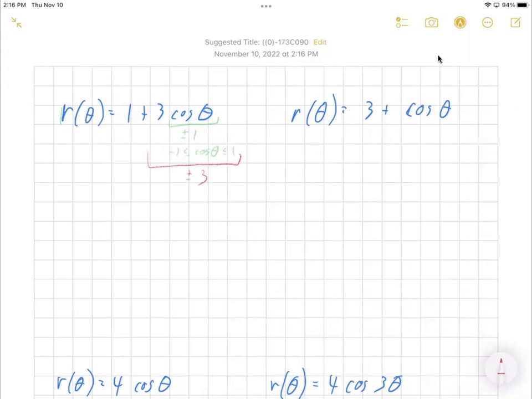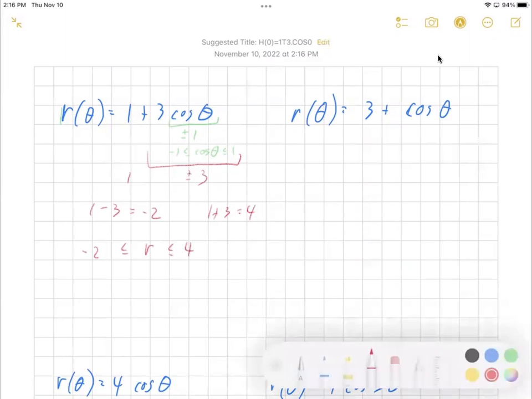So this function, its radius is going to oscillate between 1 plus 3. Actually, let me do 1 minus 3 first, which is -2. Okay, and 1 plus 3, which is 4. So we're expecting -2 to be less than or equal to r, which will be less than or equal to 4. So this tells us a few things.